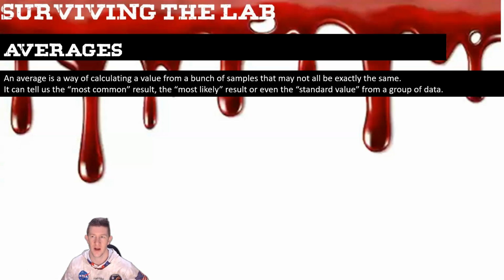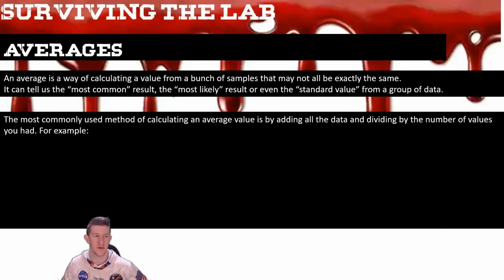So the average is a way of giving us the most common or the most likely result just from having this whole bunch of data that fluctuates slightly. So rather than just picking one and saying, I'm going to use that, we take the average, and that gives us sort of the best way of finding what the most likely result is. So in order to do that, the most common way of taking an average is adding all of the data together and dividing it by the number of values.